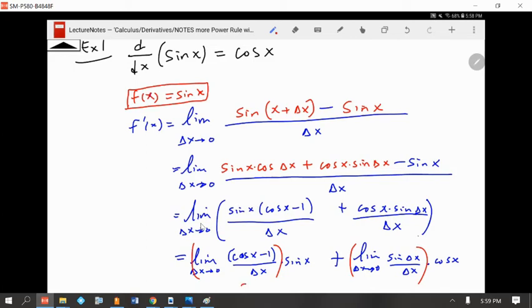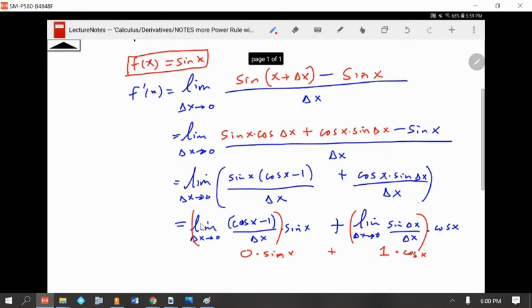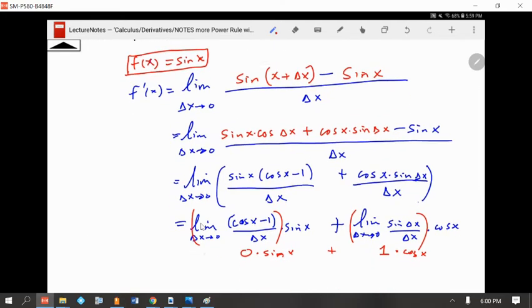This thing right here is equal to 0. And what's 0 times sine x? That's 0. Plus, inside this parentheses, what's the limit as delta x approaches 0 of sine delta x over delta x? That's 1 times cosine x. And what's 1 times cosine x? 1 times cosine x is cosine. What's cosine plus 0? Cosine plus 0 is cosine.